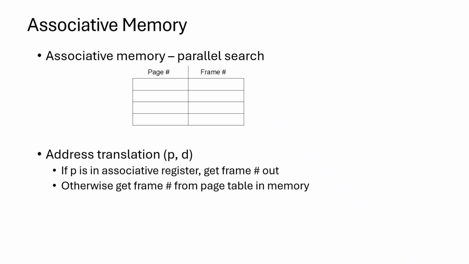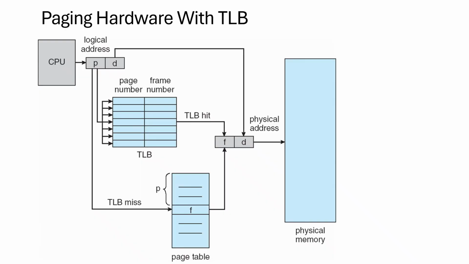Then associative memory. Associative memory is a parallel search. Here we have the page and the frame information. The address translation consists of a page number and displacement. If P is in the associative register, get the frame out. Otherwise, get the frame from the page table.